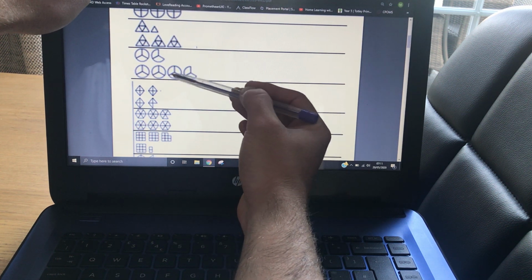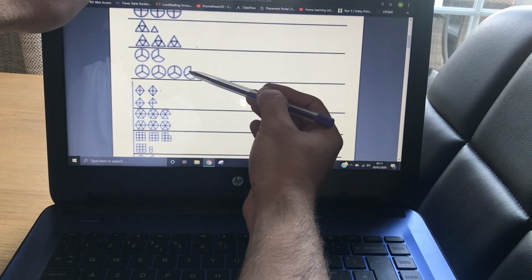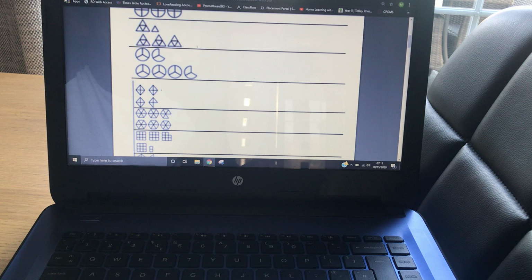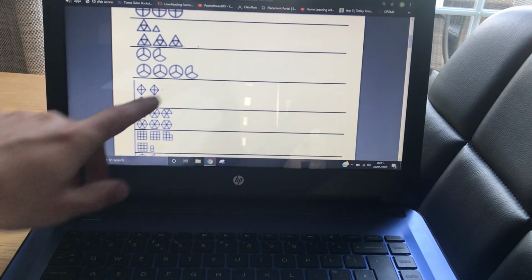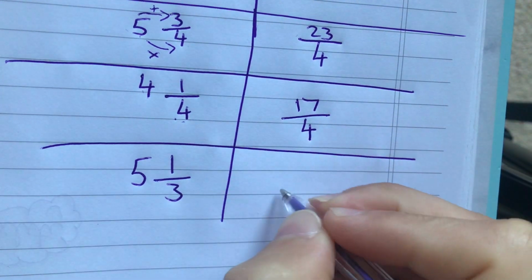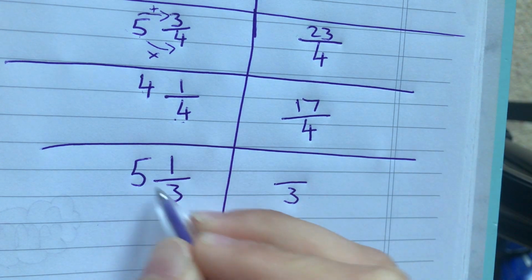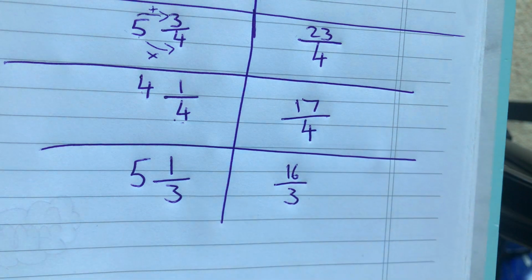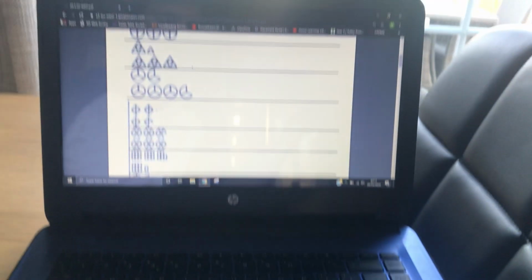3, 6, 9, 12, 13, 14, 15. So you've got 5 whole things there. You're working in thirds. So put it on there, so you've got 1 left. So that's 5. Where's my answer? 5 1/3. Put your denominator first. 5 times 3 is 15. Add 1 is 16. There you go.